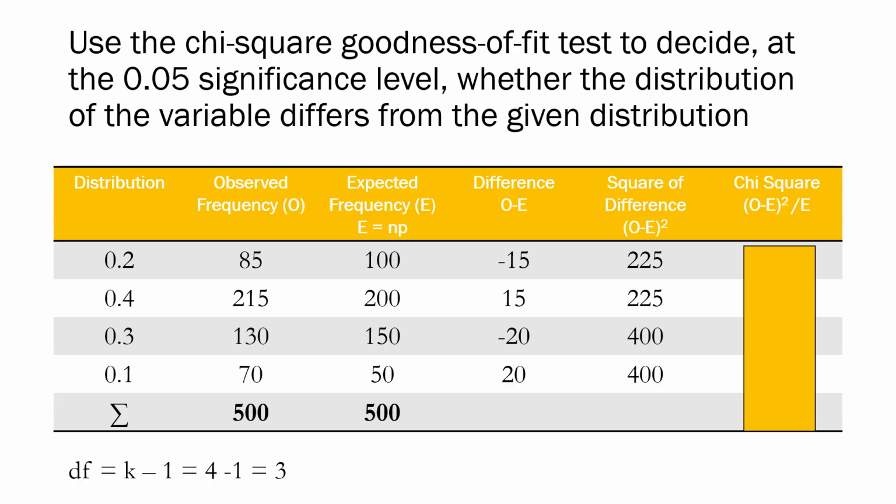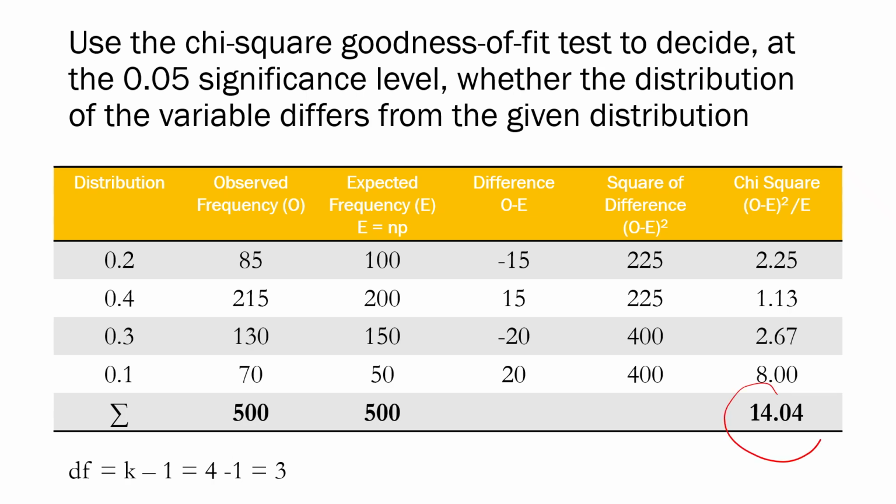The last part of it is taking your O minus E squared, which you did in this column right beside, and then just dividing it again by the original expected value. So it's going to be 225 divided by 100, 225 divided by 200, and so on from there. And then I'll uncover this column here, and there you go. Now, you sum this column up here, and that is your chi-squared value. Right here is your chi-squared value.